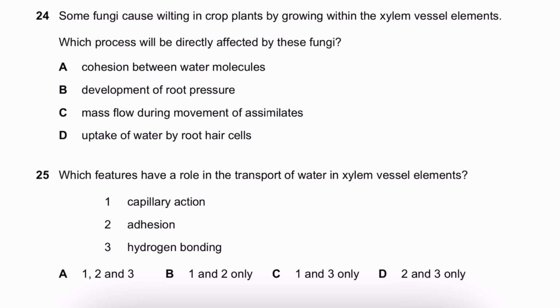Okay, so he's saying here that they grow within the xylem vessel elements, which obviously could affect transport of water, transpiration in general. So cohesion between water molecules is going to be affected, while the fungi is within the xylem. So water is going to, I think adhesion is going to be the one affected. Let's see. Development of root pressure is going to be just fine because it's in the root, and he said here it's just within the xylem vessel elements.